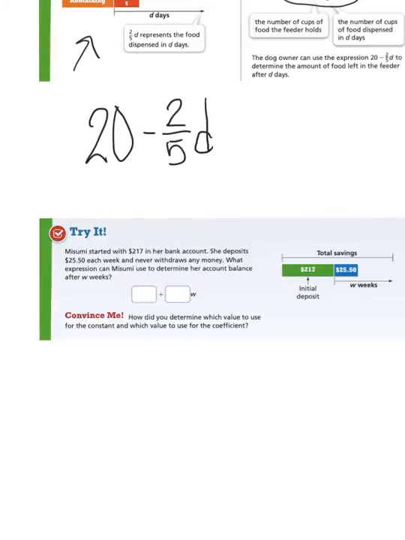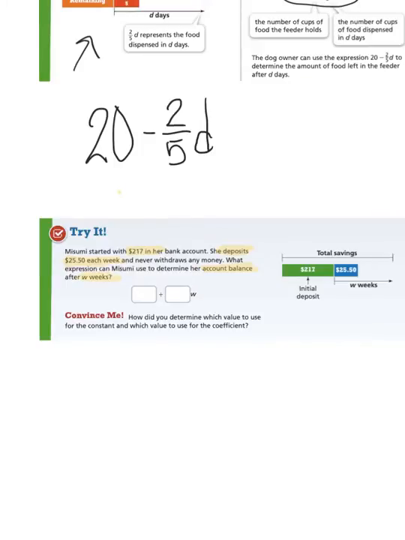All right, so when you look at this, again, you're going to go ahead and highlight, read it a second time and highlight the important parts. Gotta get the right thing, sorry. She starts with $217 in her bank account, and she deposits, that means she adds to it, $25.50 each week. What expression can we use to determine her account balance after W weeks?